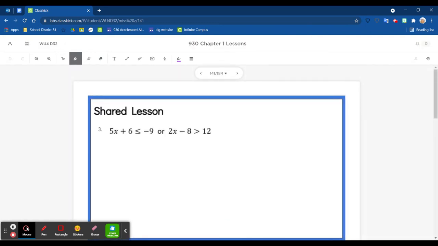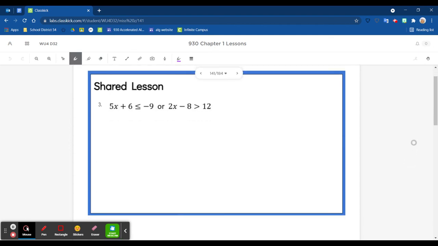So here's an example of an or. I have 5x plus 6 is less than or equal to negative 9, or 2x minus 8 is greater than 12. And we're going to solve these completely separate. So I'm going to start with 5x plus 6 is less than or equal to negative 9. My first step to getting x alone would be subtract 6 from both sides. I would then have 5x is less than or equal to negative 15. And I would divide by 5 to get x alone. So I have x is less than or equal to negative 3.